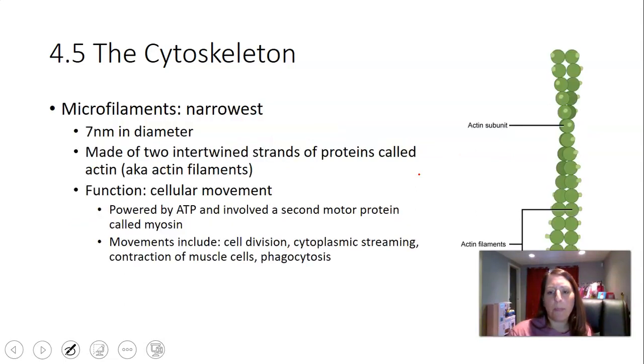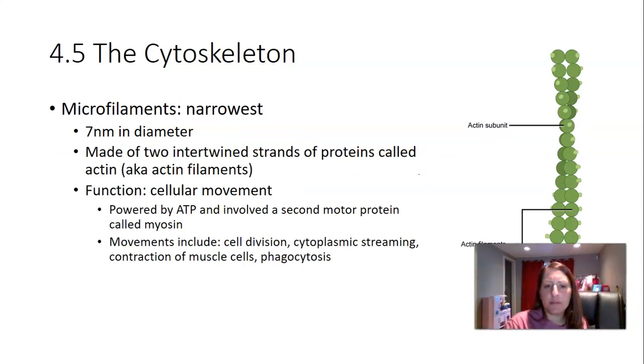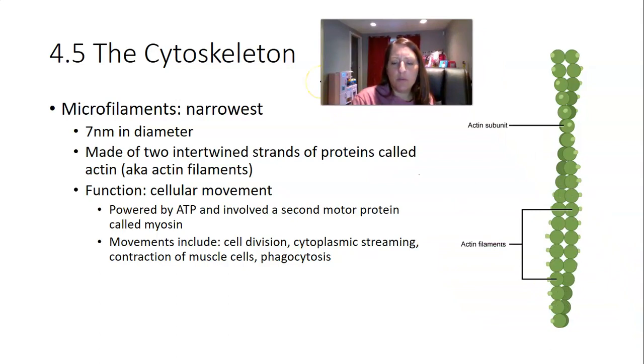in the cell. So the first are microfilaments. And if you compare their name to the other names, micro meaning small, these are going to be the narrowest. Okay? In fact, their diameter is only 7 nanometers, which is really, really small. Microfilaments are made up of 2 intertwined strands of proteins called actin. Another name for microfilaments is actin filaments.